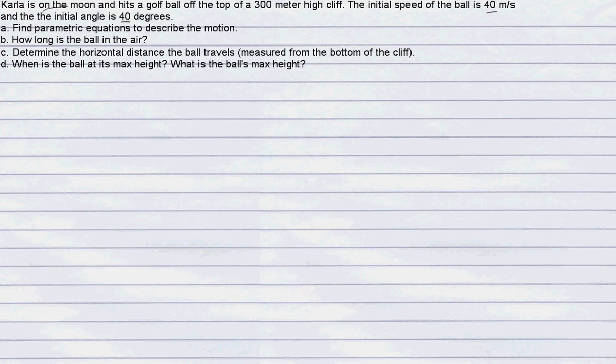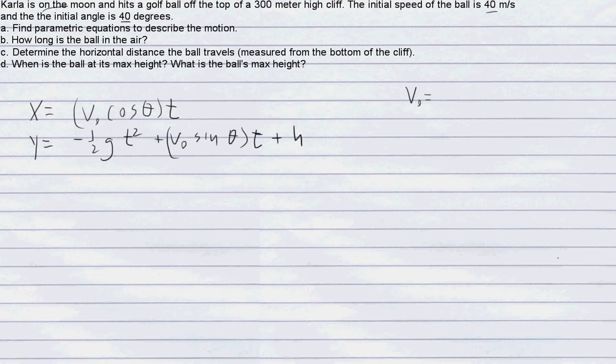We're still going to use the same parametric equation formulas because it's still projectile motion. It doesn't matter that it's on the moon or that she's hitting it from the top of a cliff. It's just that some of the initial conditions are a little bit different. So first off, we need to know the initial velocity. The initial velocity is 40 meters per second. Notice here we're using metric units. And the initial angle is 40 degrees.